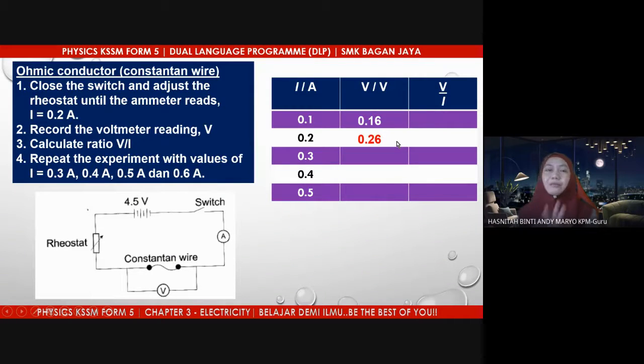This is an example of the readings you are going to get. When the current is 0.1, the voltage reading is 0.16. When the current increases to 0.2, the voltage also increases to 0.26. So from here you can see the pattern. When the current increases from 0.1 to 0.5, the reading of the voltmeter also increases from 0.16 to 0.62. The ratio you can calculate using a calculator, V divided by I. You can check whether these values are correct or not. So you can fill up your table first with all these values for I, V, and its ratio.